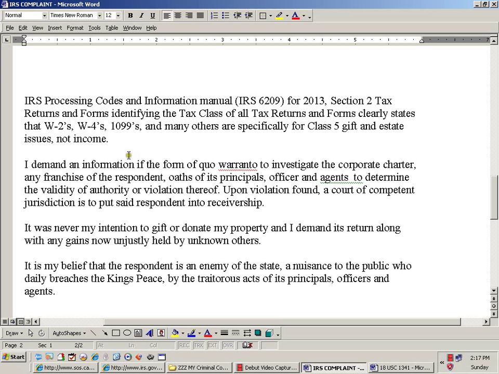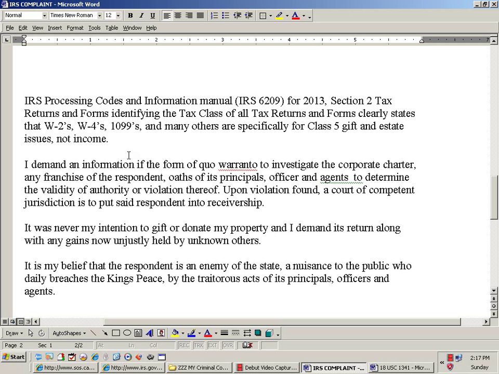IRS Processing Codes and Information Manual, the one we looked at, IRS 6209 for 2013. Section 2, Tax Returns and Forms, identifying the tax class of all tax returns and forms, clearly states that W-2s, W-4s, 1099s, and many others are specifically for Class 5 gift and estate issues, not income. I demand an information in the form of quo warranto to investigate the corporate charter and franchises of the respondent, oaths of its principals, officers, and agents to determine the validity of authority or violation thereof. Upon violation found, a court of competent jurisdiction is to put the said respondent into receivership.